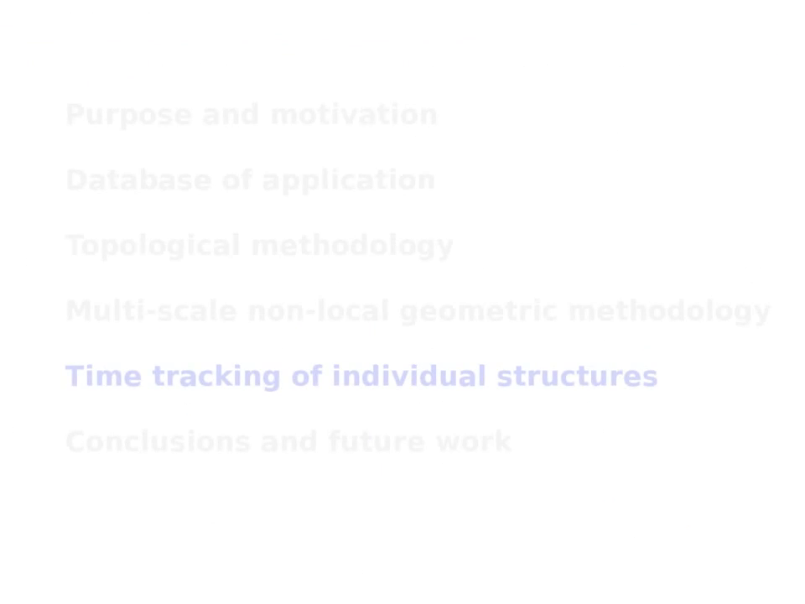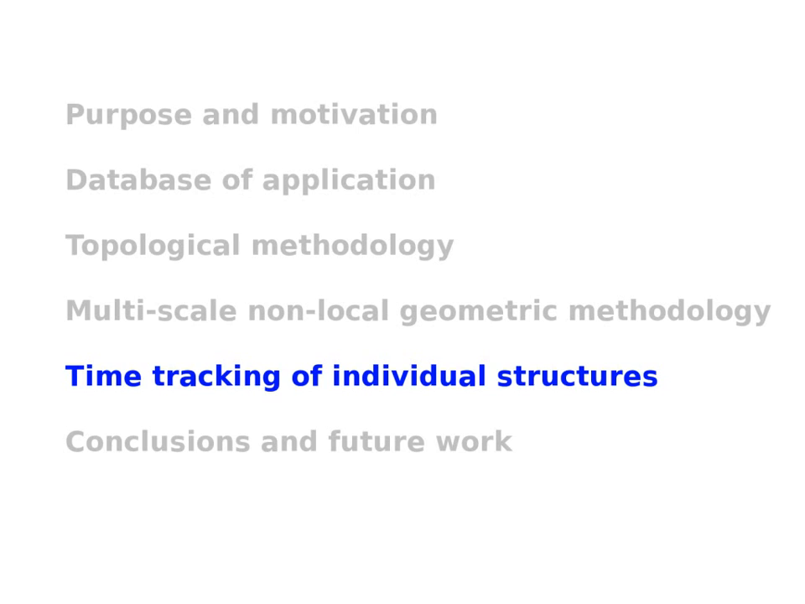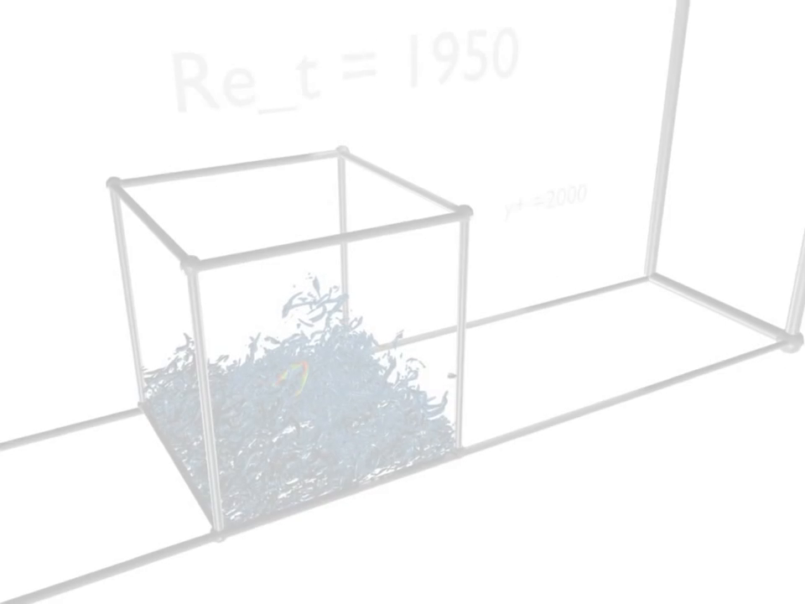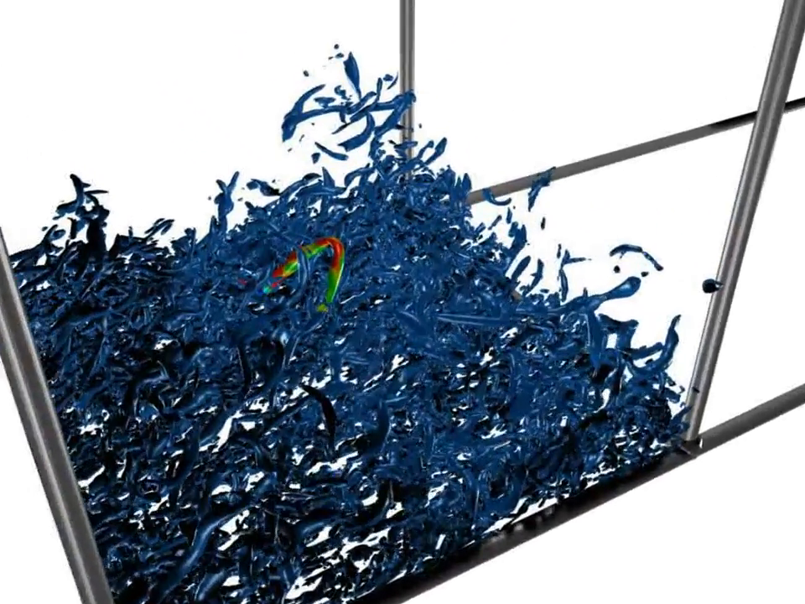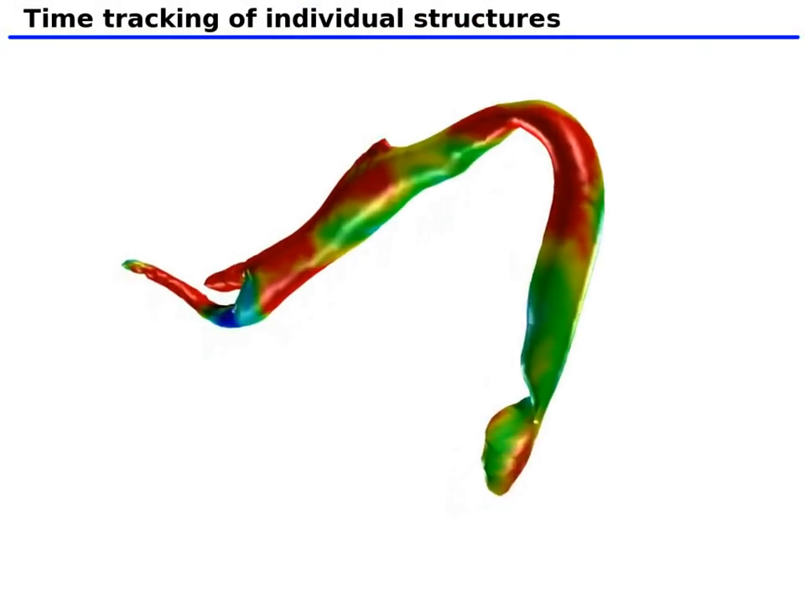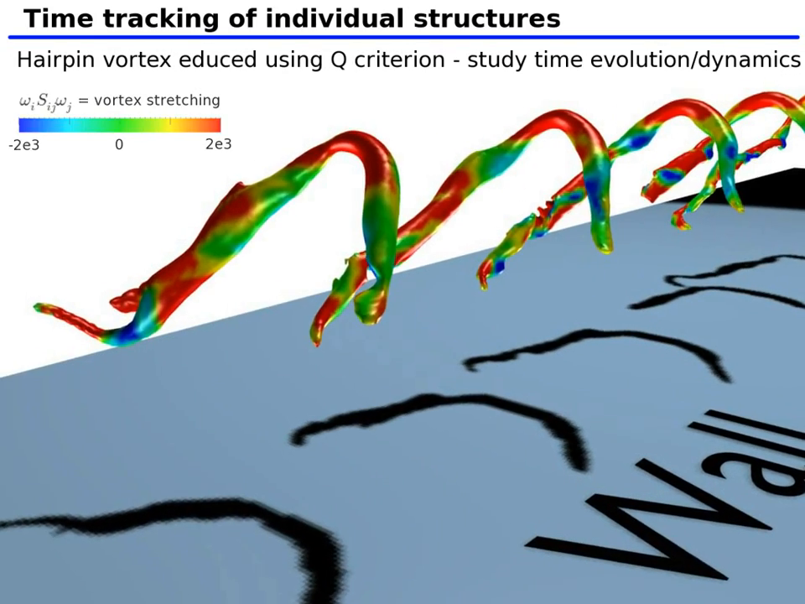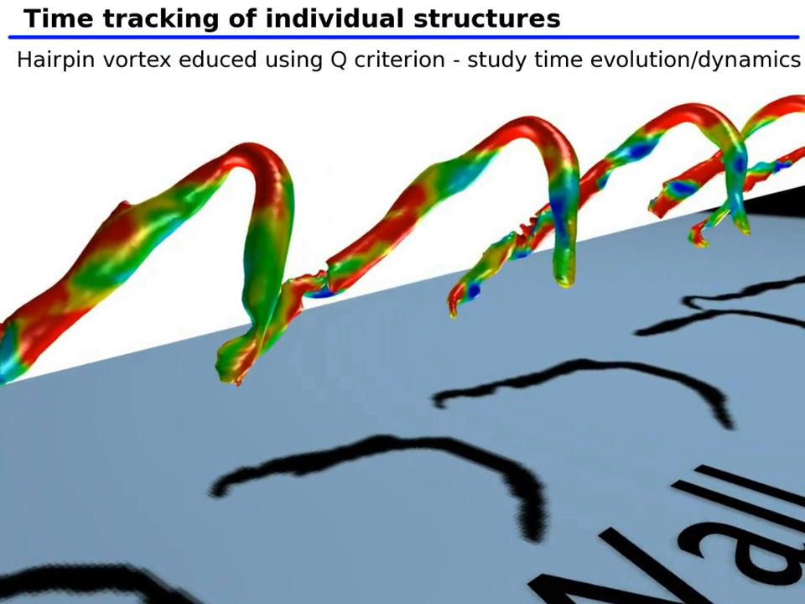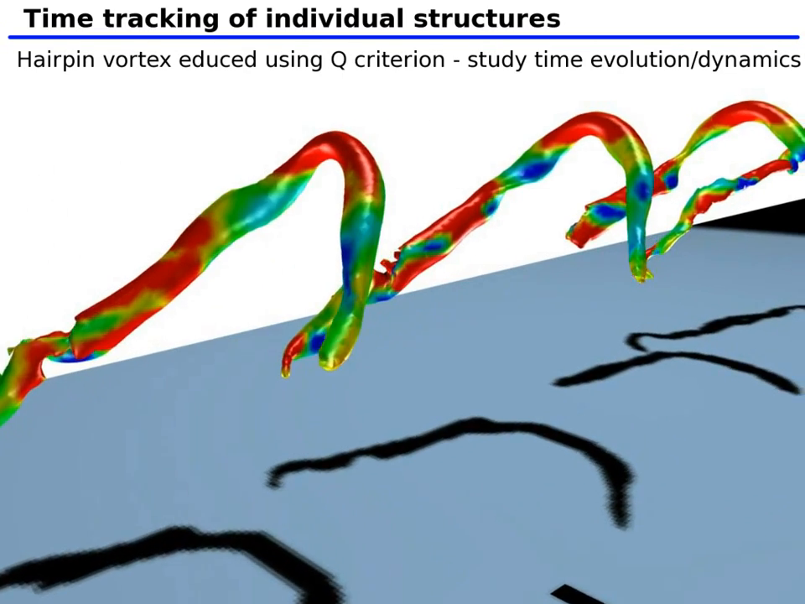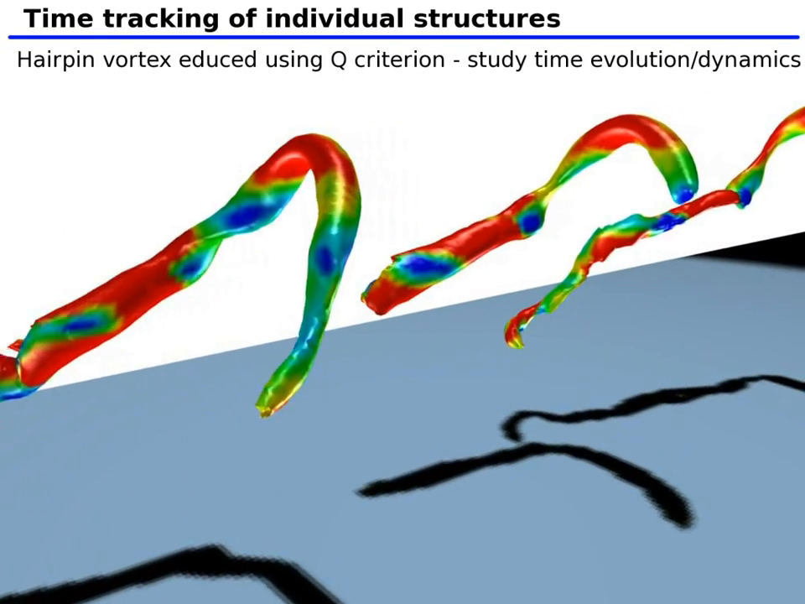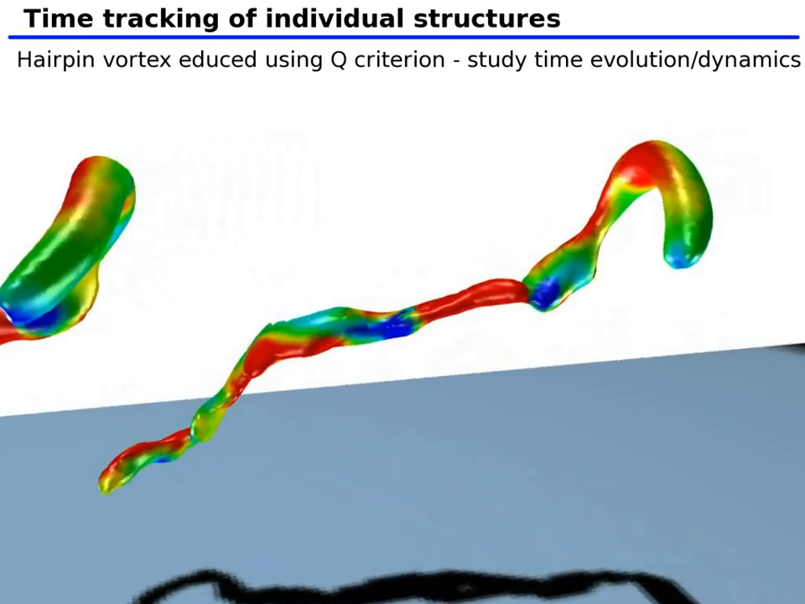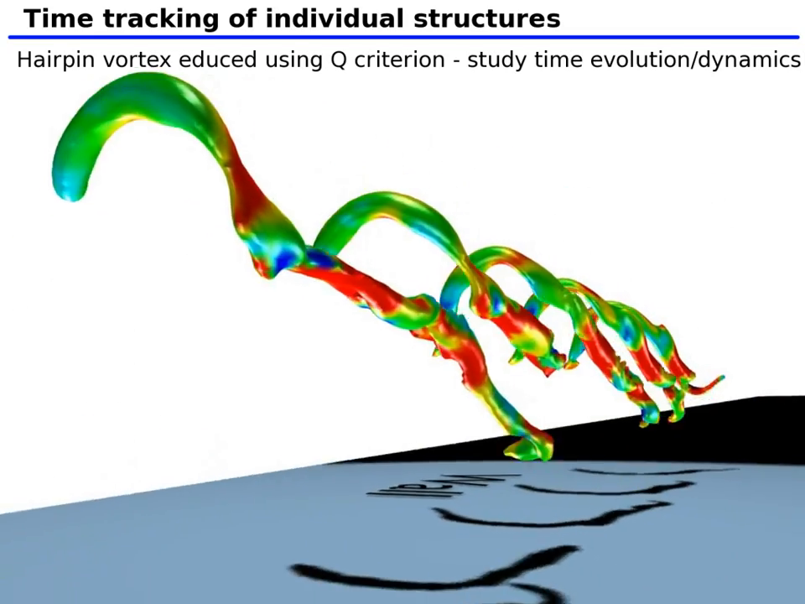We have also studied the dynamics and the time evolution of individual flow structures. To illustrate, we show the evolution of a single hairpin vortex over 5 time snapshots. The surface is colored by the value of vortex stretching. Notice how the regions with negative stretching, mostly in blue, make the right arm disappear while the left arm is being extended.